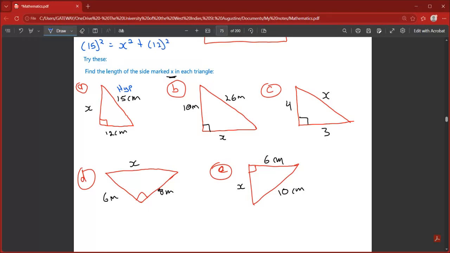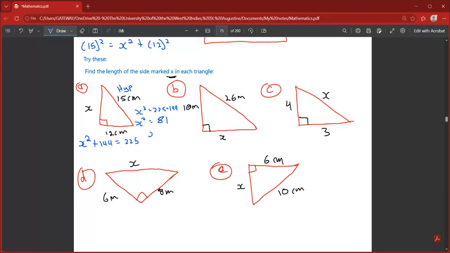So 15 squared is 225. So this becomes, well, I'm putting x squared first. So I have x squared plus 12 squared, which is 144. And that's equal to 15 squared, which is 225, right? So x squared is 225 minus 144, which is 81.